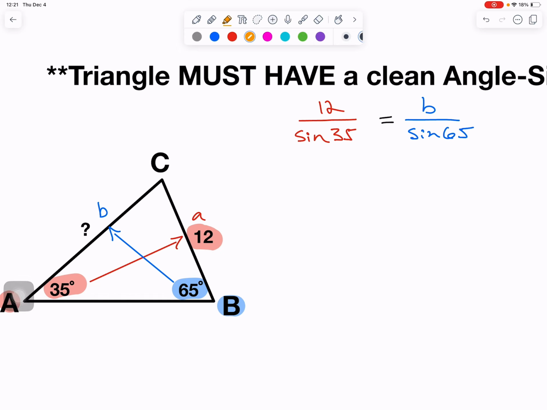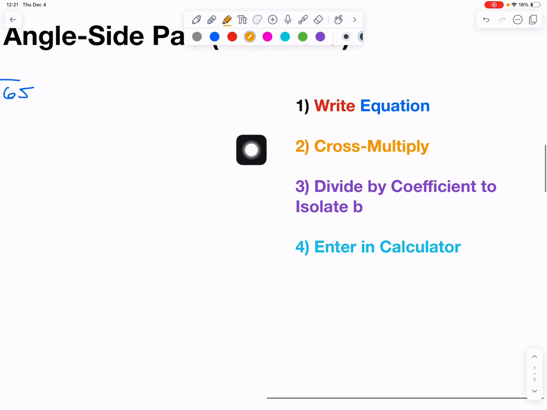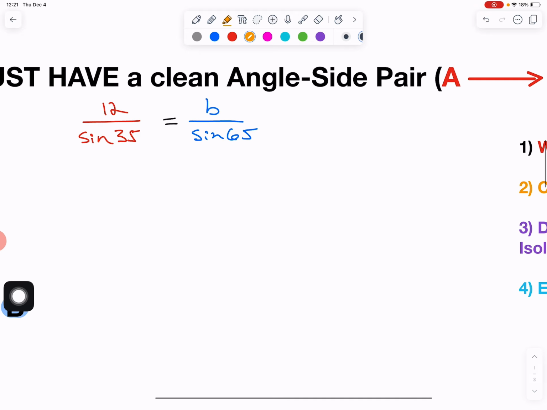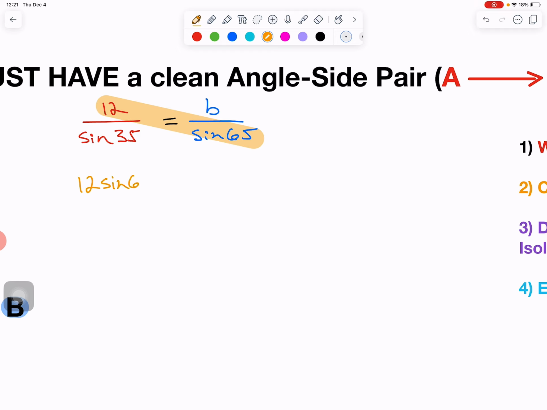From here, let's take a look at step 2. It says to cross multiply. You might want to take a screenshot of that. For those that I have in class, feel free to ask me for a copy. Top left to bottom right is where I always like to start. 12 times sine 65. I'm going to put the 12 in front and then the sine 65 because 65 is the angle measurement that goes with sine. Bring down our equals, and then I'll cross multiply here, and I will go with sine 35b.